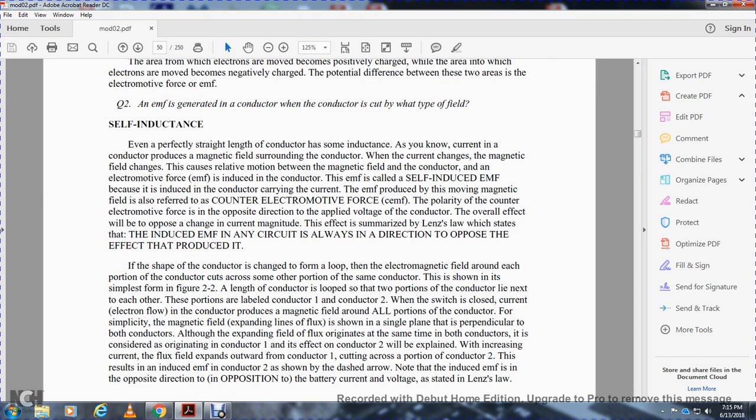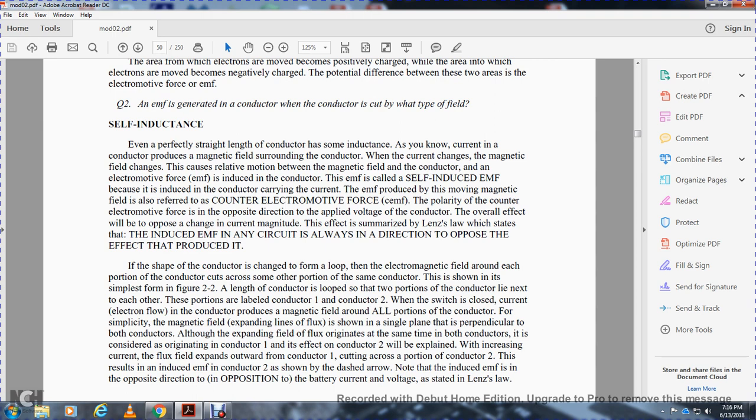The EMF produced by the moving magnetic field is in the reverse direction, and is referred to as counter electromagnetic force. The polarity of the counter electromagnetic force is in the opposite direction of the applied voltage of the conductor. The overall effect is to oppose the change of the current magnitude, as summarized by Lenz's Law, which states that the induced EMF in any circuit is always in a direction that opposes the effect that produces it.